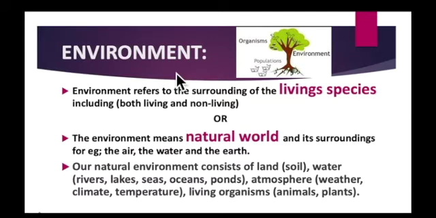Students, in your previous classes maybe you studied this term, but this is a review for you. Environment refers to the surroundings of living species, including both living and non-living things. Or the environment means the natural world and its surroundings, for example the air, the water and the earth. Our natural environment consists of land like soil, water which includes rivers, lakes, seas, oceans, ponds, atmosphere which includes weather, climate and temperature changes, and also living organisms like animals and plants.